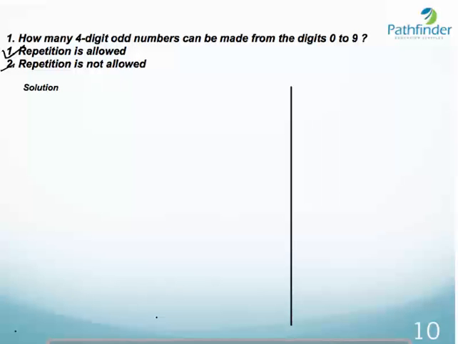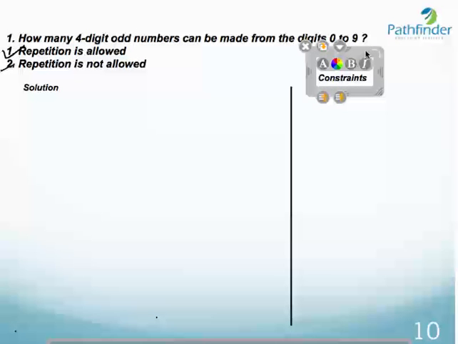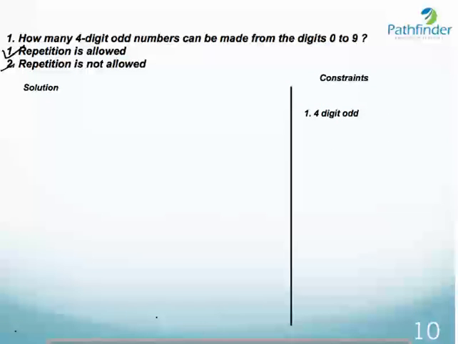So what are the conditions, what are the constraints given to us? Number one, we require a 4-digit odd number. That is the first constraint. Then in the first case, repetition of digits is allowed. So let us once again try to solve this question.